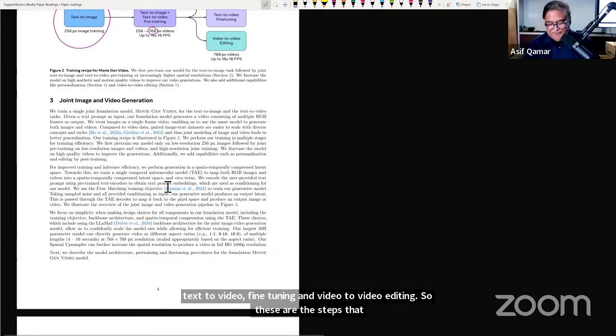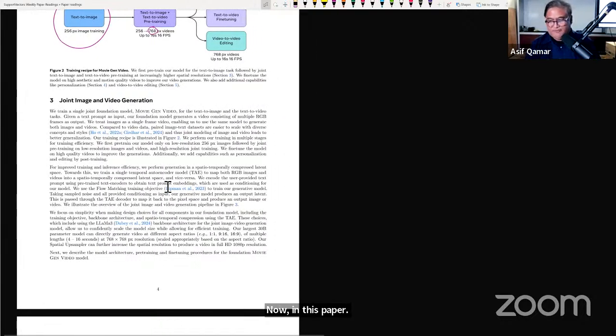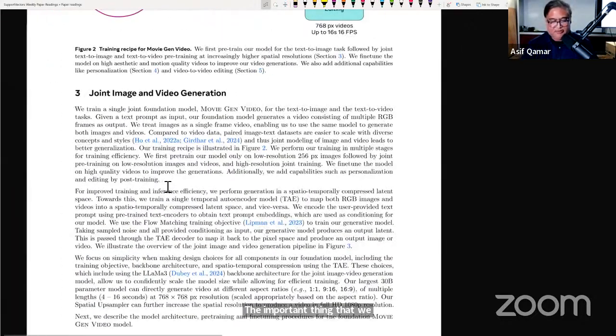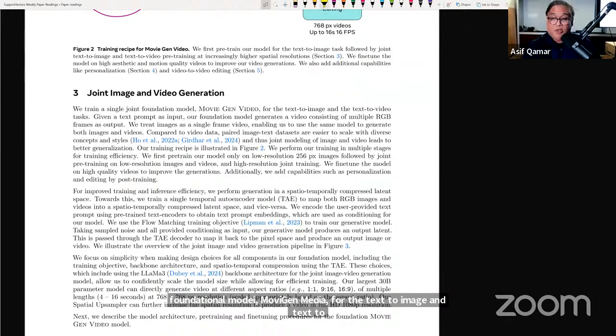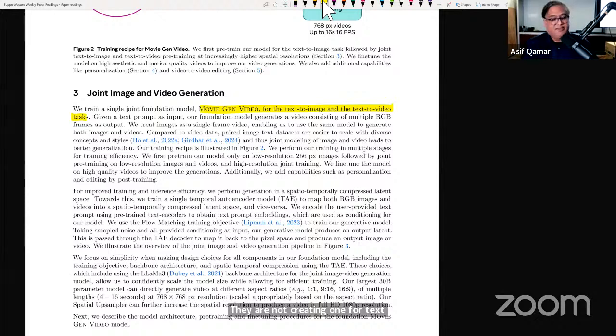Now, in this paper, the important thing that we will focus on is, the first thing they do is we train a single joint foundational model, Movie Gen Video, for the text to image and text to video task, which is important. They are not creating one for text to image and another for text to video. They are saying image is nothing but a video with a single frame. Are we together? So their statement is image is by definition a video with single frame and no sound.